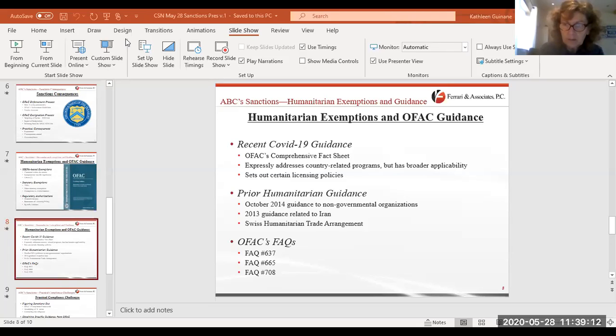And then finally, I think another one that's important to touch upon is FAQ 708, that deals with Cuba. That frequently asked question notes that the Cuban Assets Control Regulations authorize transactions, including travel-related transactions, that relate to humanitarian projects in or related to Cuba.